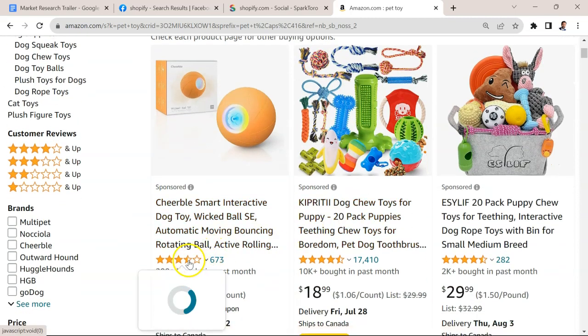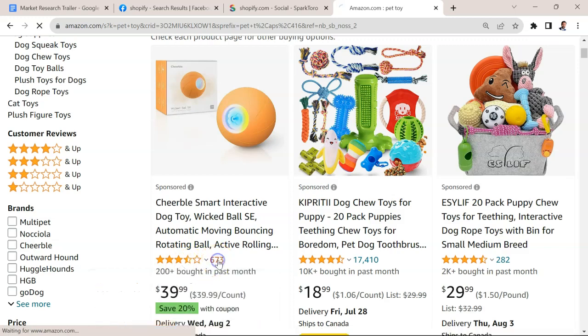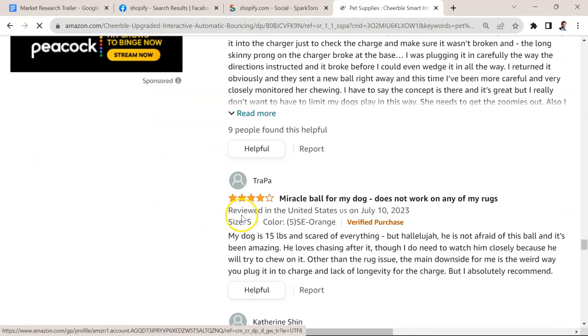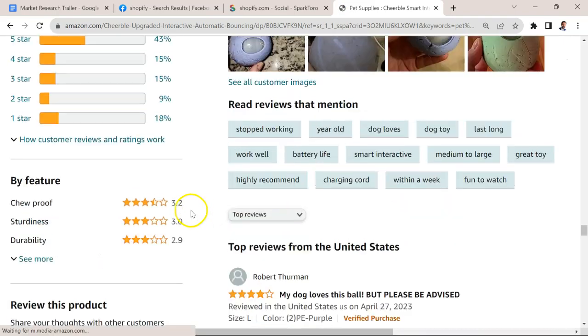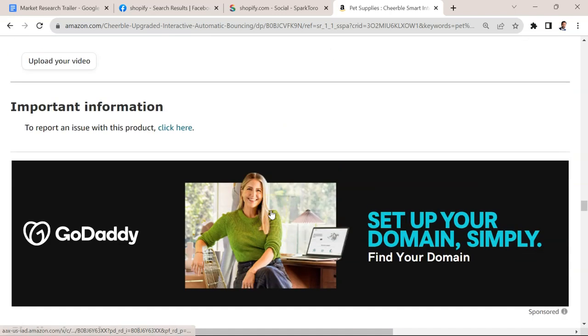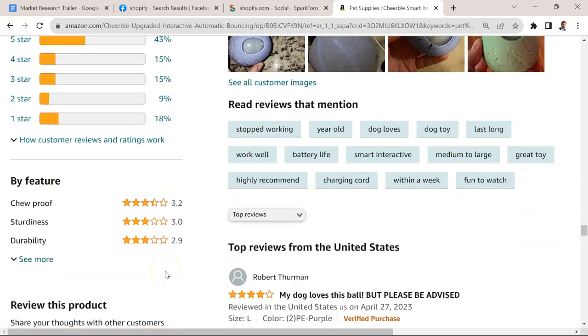Now, the other thing I want to pay attention to is, why are these reviews poor? So we have 3.5 reviews. Well, we can go into more detail here and we can see, okay, well, what are people actually saying? What's deficient? So sturdiness is 3 stars, durability 2.9. So there's some problems here with the product probably breaking. So what you might want to do is basically sell the exact same thing for the most part, but make a more durable version of it, or market the fact that your product is very durable.